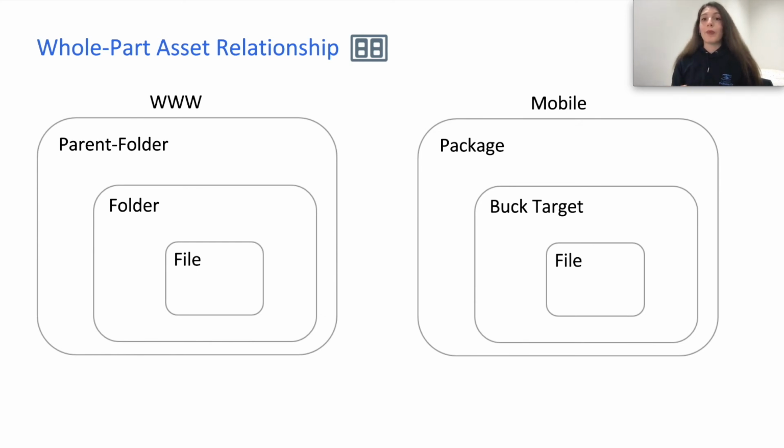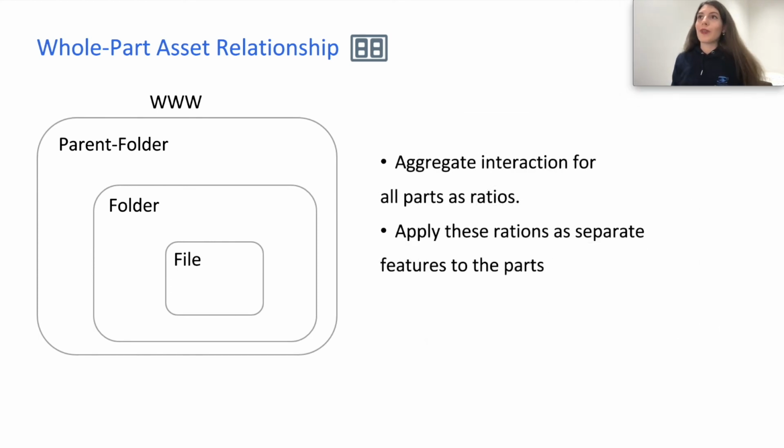Similarly, in mobile, we might want to look at signal that comes from the Buck target or the package level. Buck is simply a system that Facebook uses to build its mobile apps, so you might think of a Buck target in an equivalent way to a folder, basically. So again, by aggregating all the signal from the same folder the file is in, we might get reliable information on who could be a good owner for the specific file.